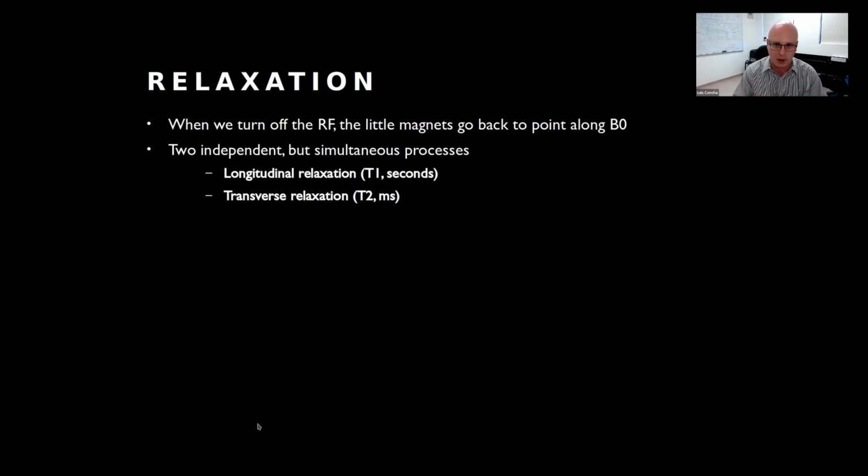And relaxation we saw when we turned off the radio frequency and the spins looked back at B0, the main magnetic field. The rate at which this happens is called relaxation, and different tissues will have different rates of relaxation. Now, there are two different forms of relaxation, but they occur at the same time. One is longitudinal relaxation that we call T1, and that occurs in the range of seconds. And the other is transverse relaxation, which occurs in the 10 or 100 millisecond range, and we call that T2.